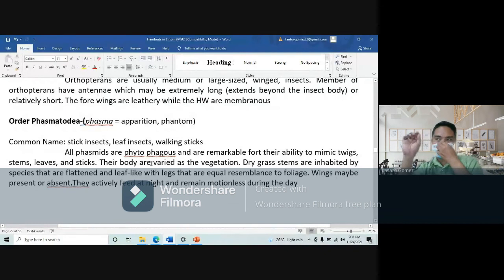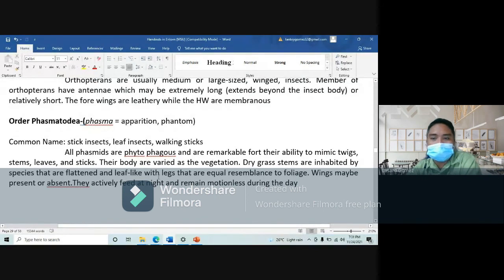Bura siya stick ang ihang dagway. Bura pod siya og makayan, pero dili pod siya ma-praying mantis, no? Stick siya, brown ang ihang color. All phasmids are phytophagous.